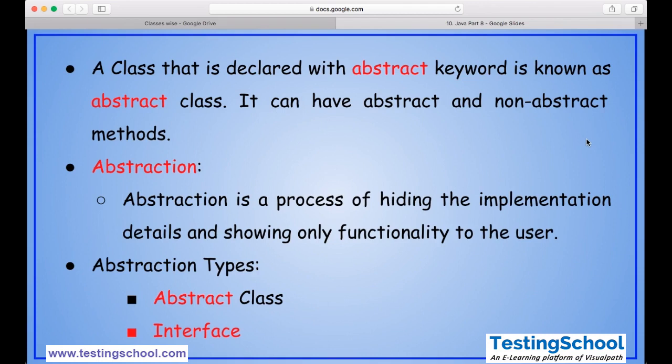So a class which is declared with abstract keyword is known as abstract class. It will have abstract and non-abstract methods. A method declared with abstract keyword is also called abstract method. The process of hiding the implementation is known as abstraction. Abstraction can be achieved using abstract class and interface.